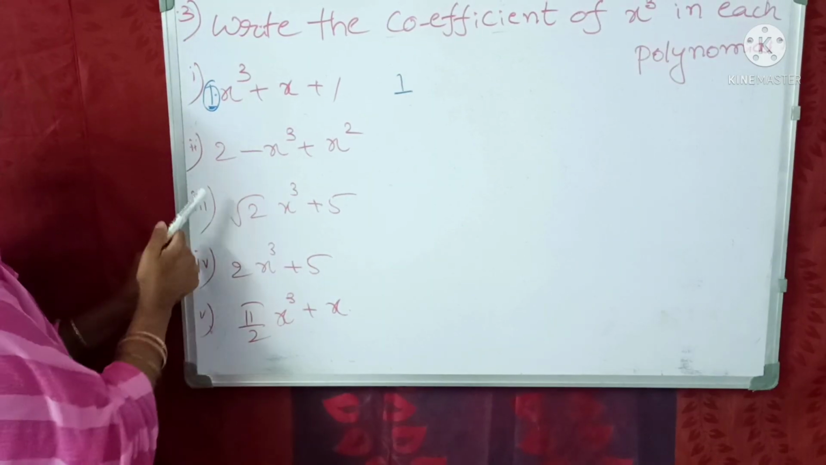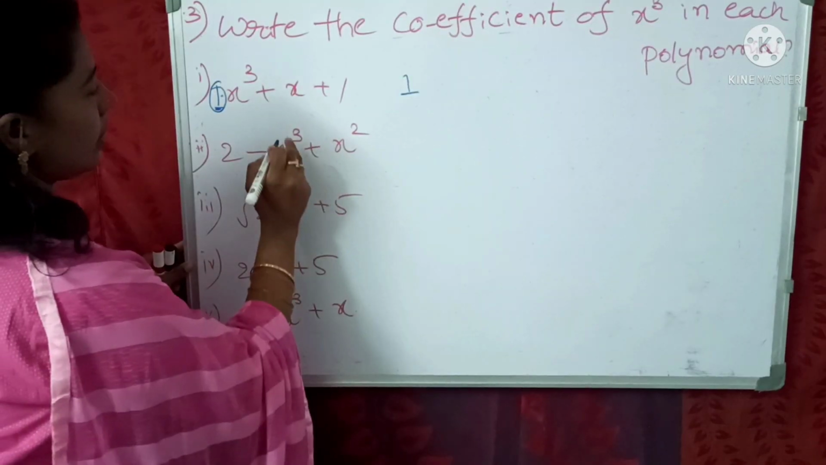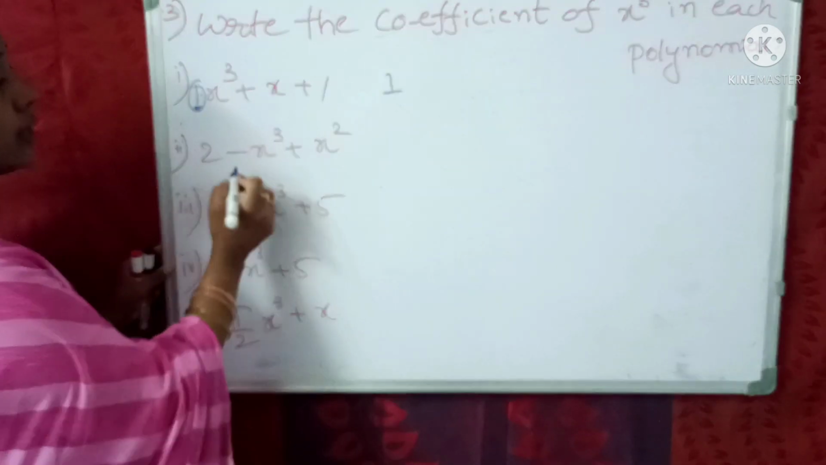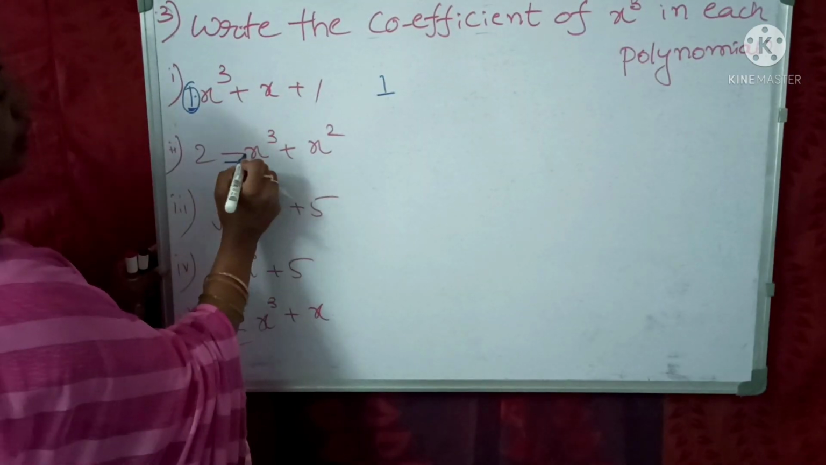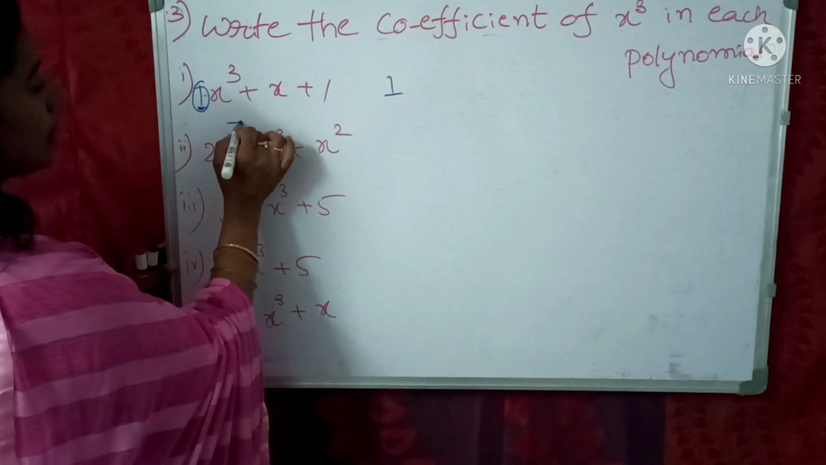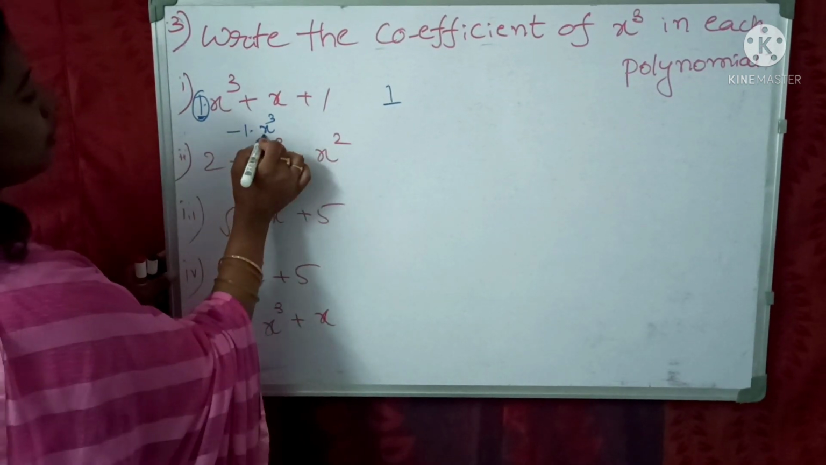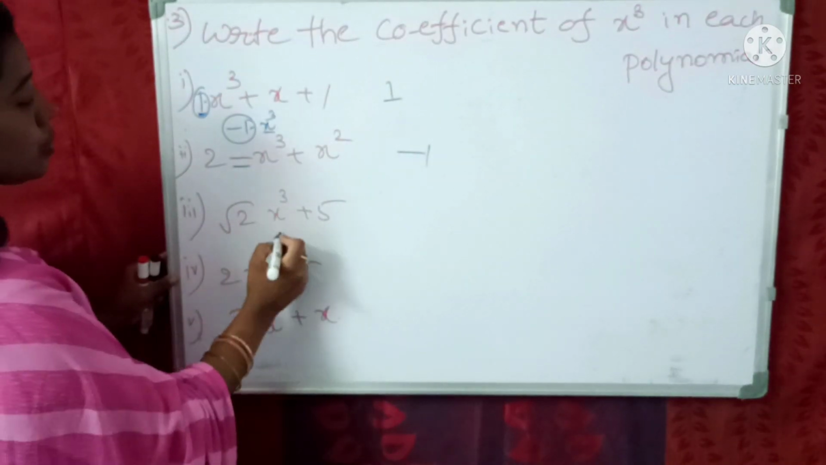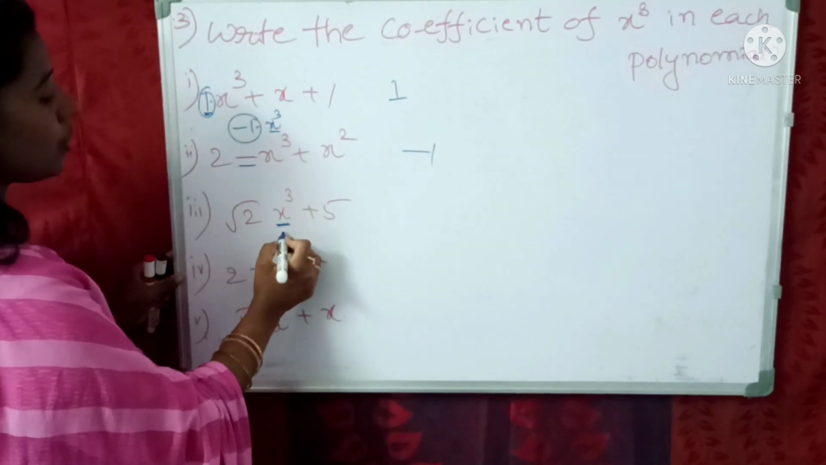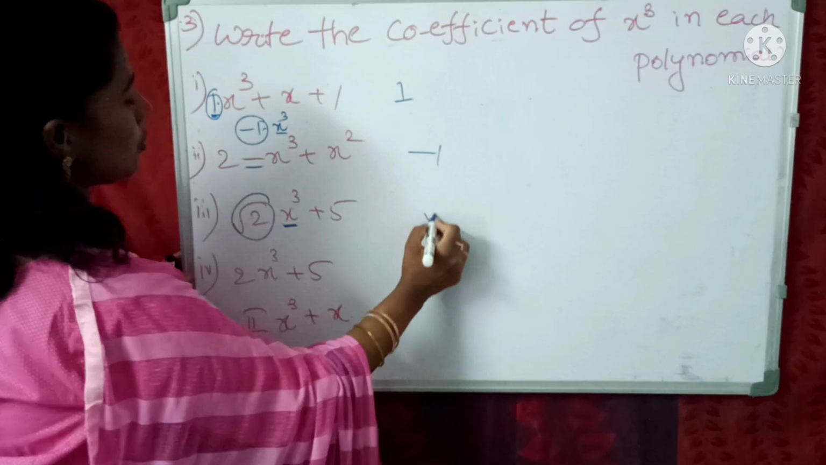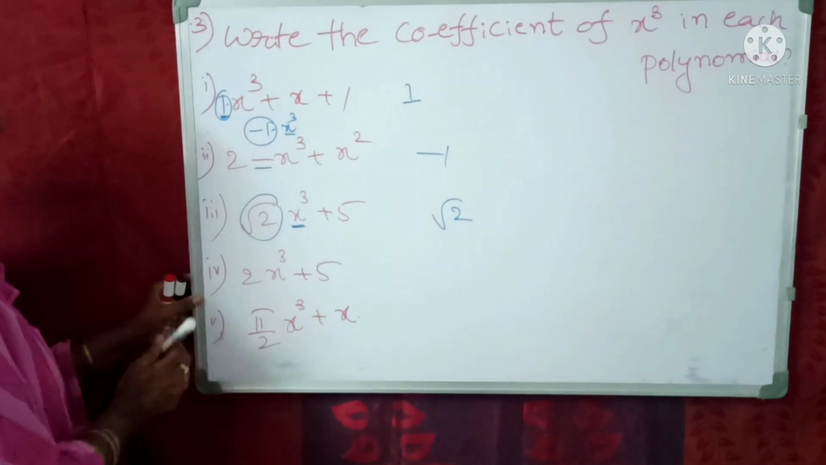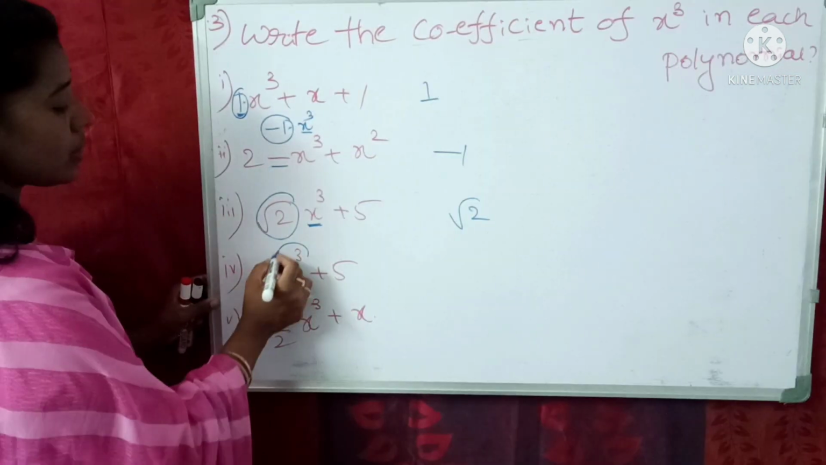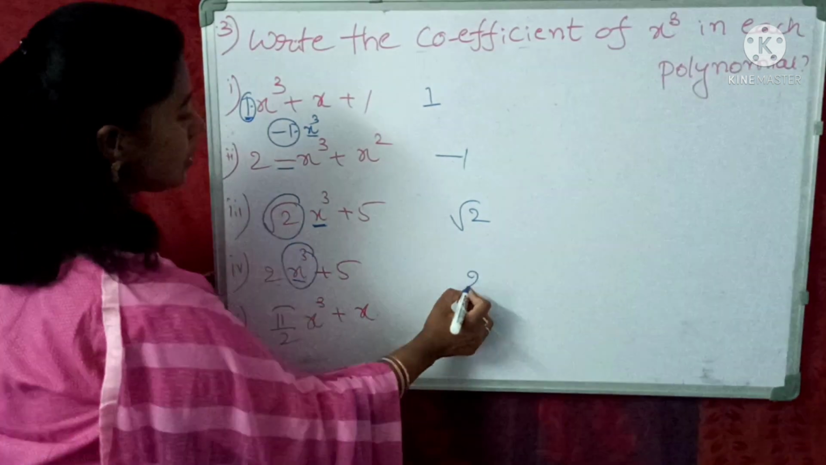Okay. And the second one is 2 minus x cube plus x square. So in this one, what is the coefficient of x cube? Don't confuse. Minus x cube can be written as minus 1 into x cube. So the coefficient of x cube is minus 1. And the third one is root 2 x cube plus 5. So what is the coefficient of x cube? The coefficient of x cube is root 2. And the fourth one is 2x cube plus 5. In this, what is the coefficient of x cube? The coefficient of x cube is 2.